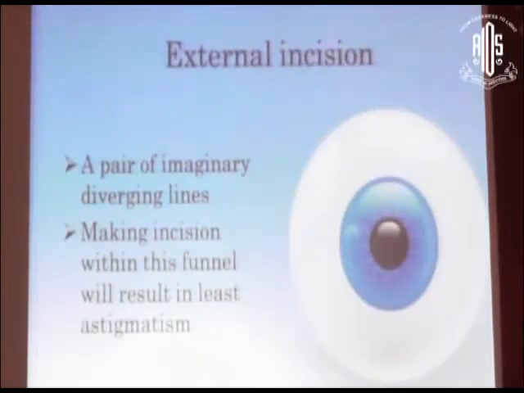The external incision should be within the astigmatic neutral funnel, that is the 2 imaginary lines, but practically it is not possible to construct the whole bone all the time within this funnel. So what we can achieve is that we should construct our bone so that the maximum part should be within this funnel as far as possible.